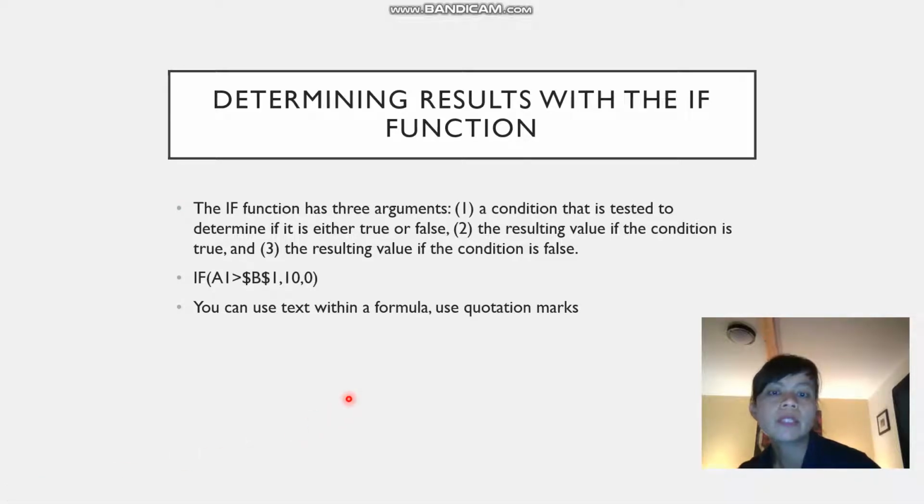Determining results with the IF function. The IF function has three arguments. Number one, a condition that is tested to determine whether it's true or false. Number two, the resulting value if the condition is true. And number three, the resulting value if the condition is false. Let's go test this out.